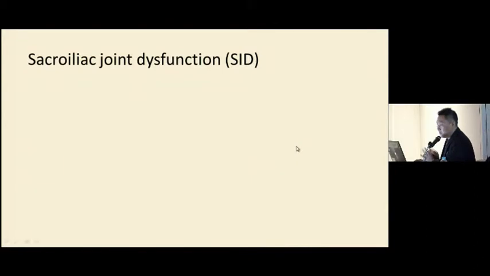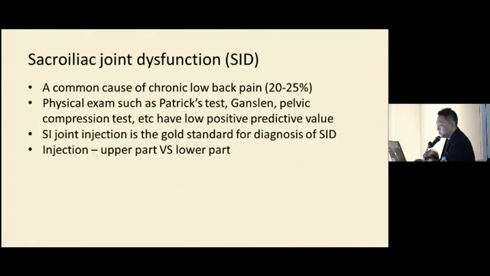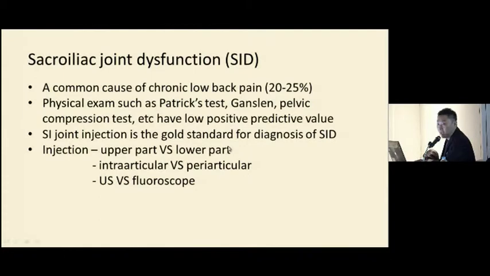So for sacroiliac joint dysfunction, it's just going to be a very brief review. We don't have a lot of time. But it is important because it is the gold standard of diagnosis of SI joint dysfunction. There's some controversy about upper part or lower part. Lower part is more popular and has better evidence. Periarticular versus intraarticular: I think people now more believe periarticular has better evidence also. And there's a pro and con of ultrasound guided versus fluoroscopic guided. Ultrasound guided can be done at the bedside, it's easy, and radiation exposure free. But you can see the arteries, so you can see an intravascular injection, and it tends to be periarticular more than intraarticular.